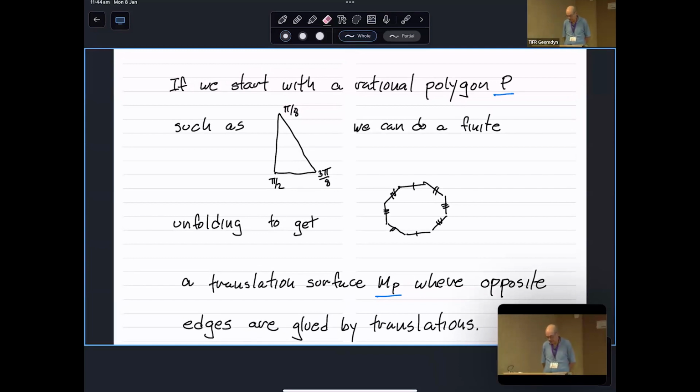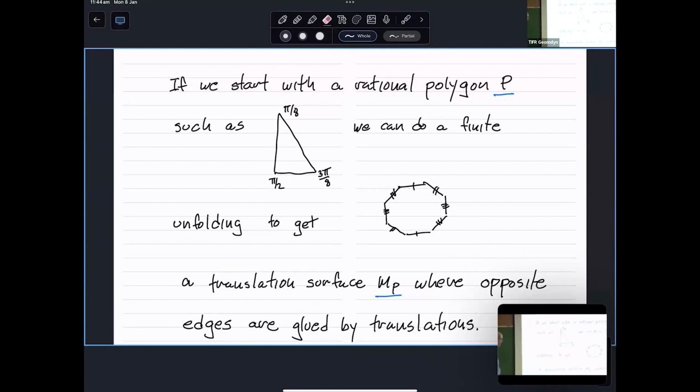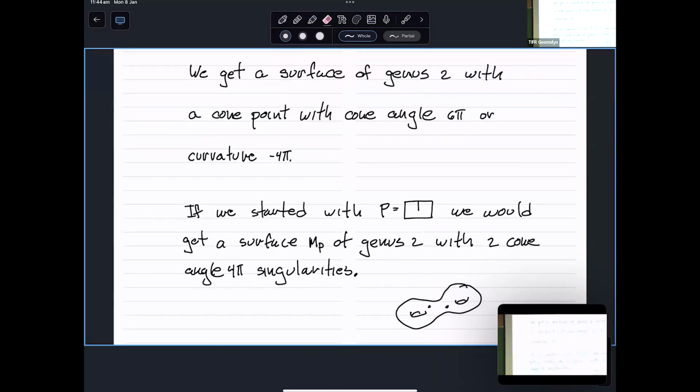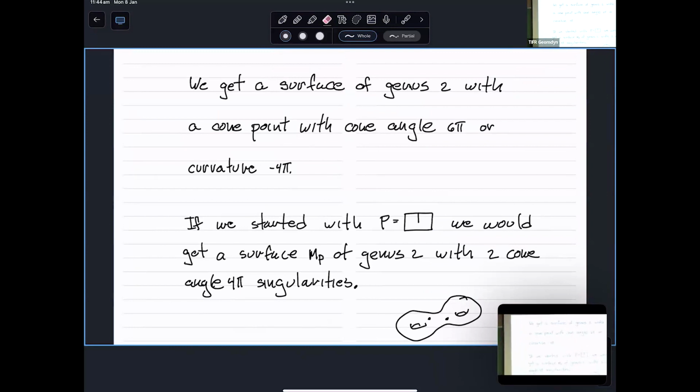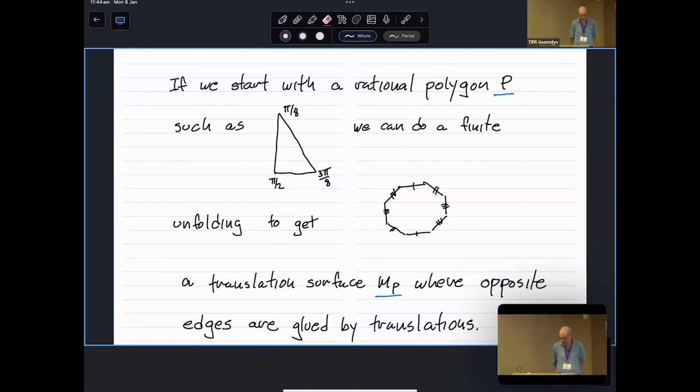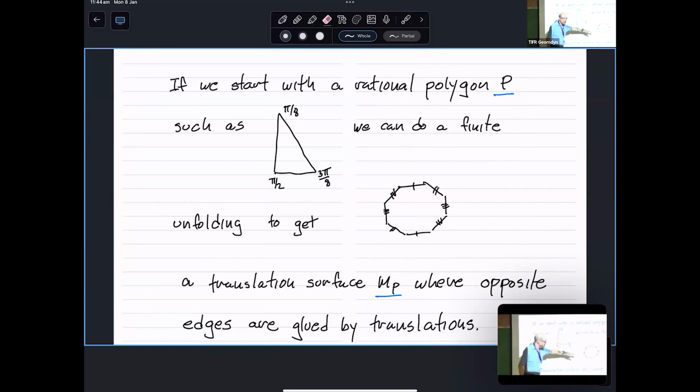So let me just say why that is. If we start with some rational polygon P, we can do as in the case of the torus, a finite unfolding. In this case, we get the octagon here, where we've got opposite sides identified. It's like the torus in that it has a flat metric. When we glue parallel sides together, it preserves this flat metric. It's unlike the torus in that it has a singular point. All of the vertices of this octagon get identified to a single point, and at that point, the cone angle will be 6 pi.